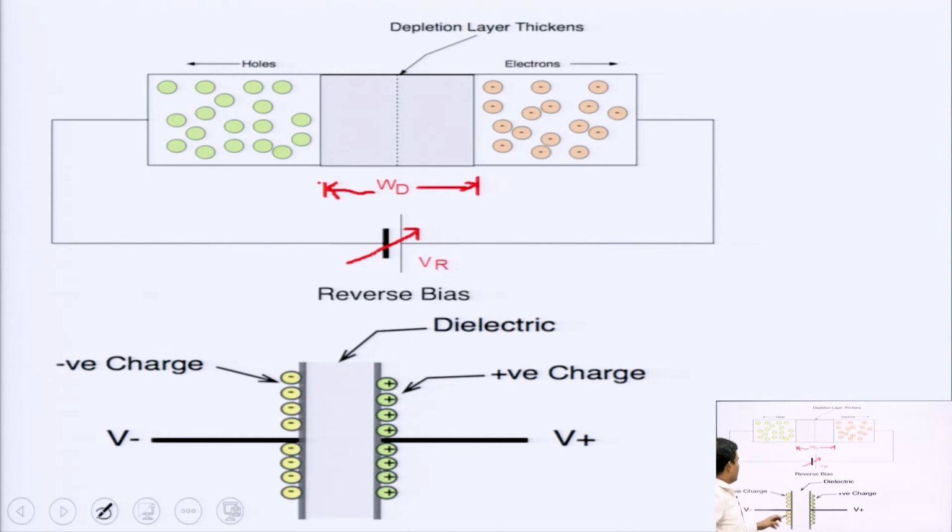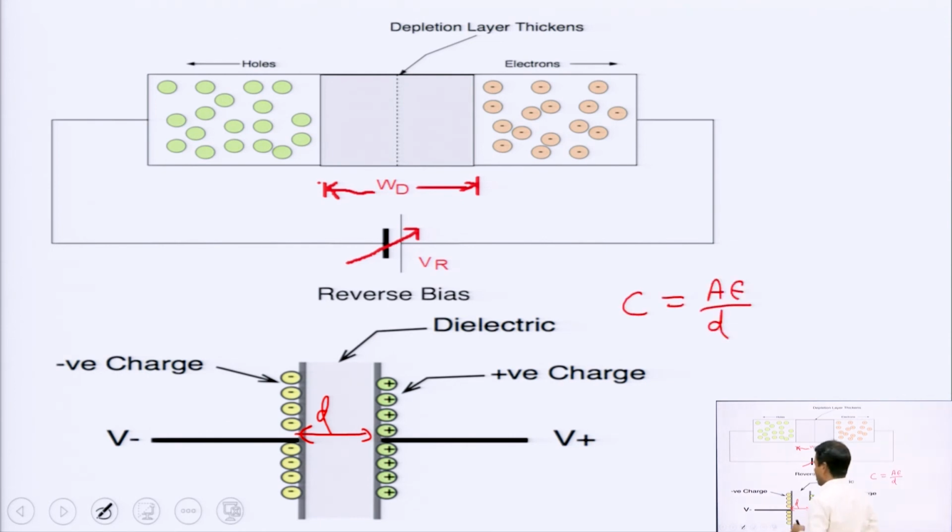the left plate of this capacitor. And suppose the distance between these two plates is d, then what will happen here? It is very simple that the parallel plate capacitance is A epsilon by d, where A is the area of cross section, epsilon is the permittivity of the medium, and d is the distance between the two plates.